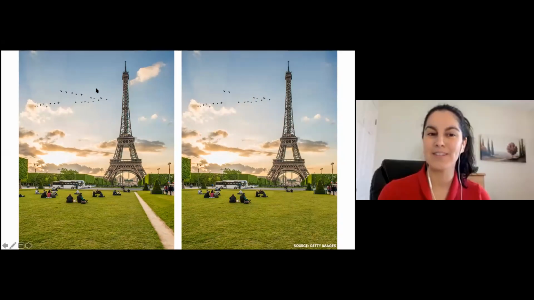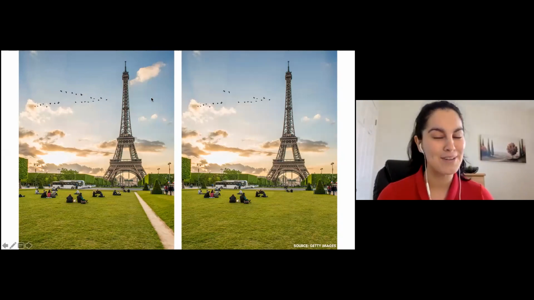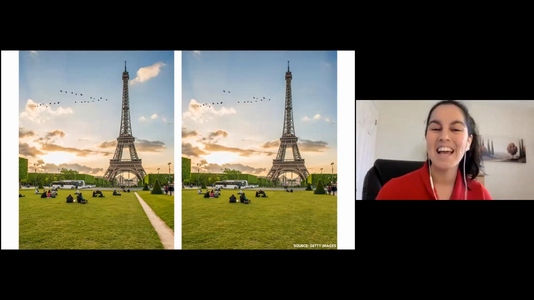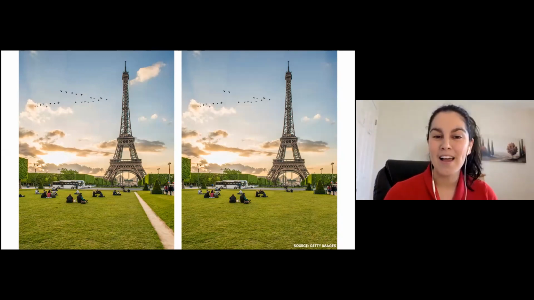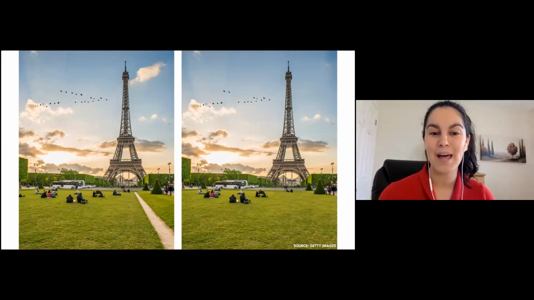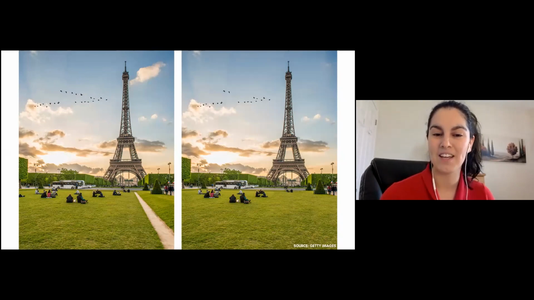But just before we begin, let's make sure that we are concentrated, that we're focused. And I want you to take a look at this image and point out 5 differences. Because of COVID, we're not traveling as much, so I'm bringing you to the Eiffel Tower. Can you find 5 differences between these images? And you can type the differences in the chat.